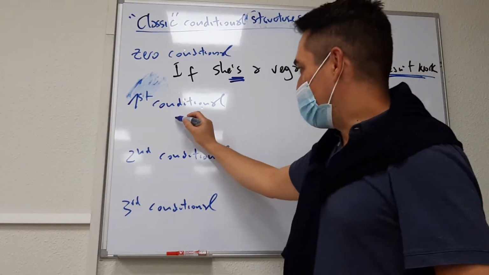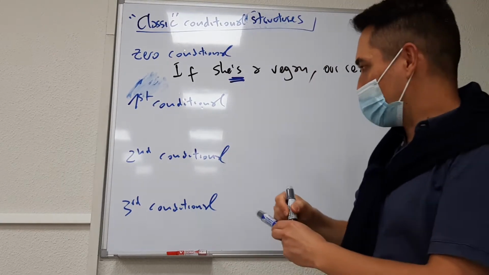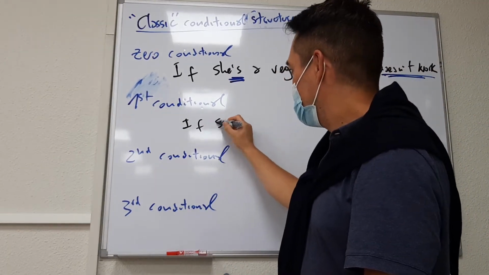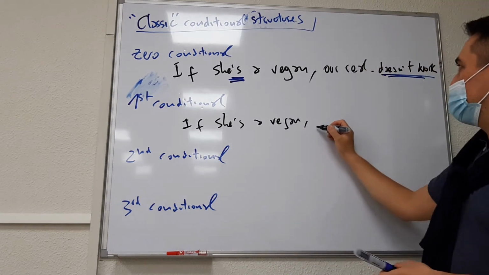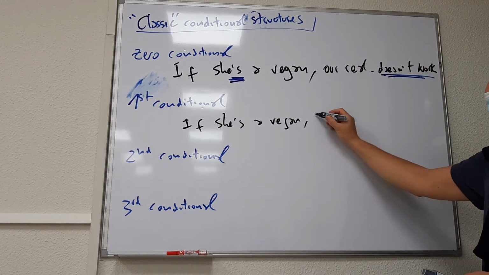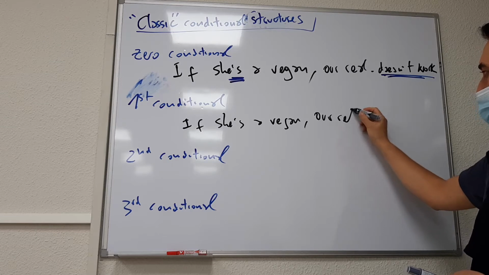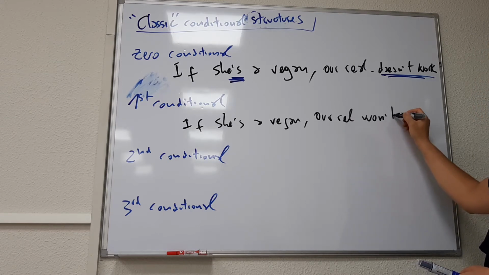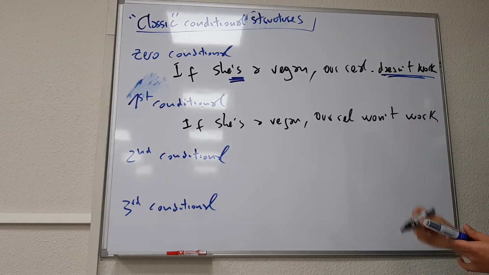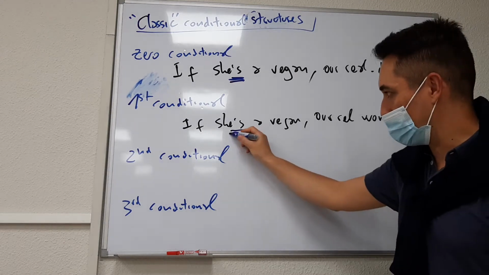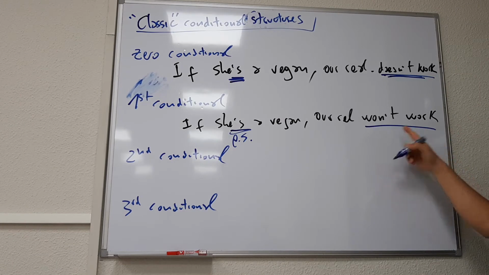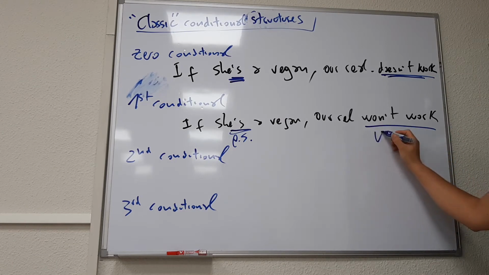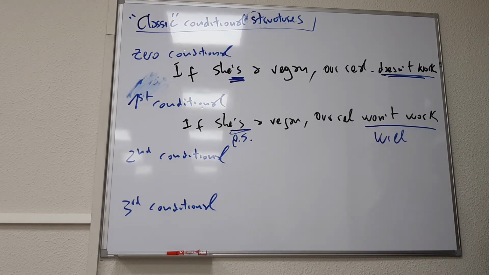First conditional. Can you give it to me? Anybody? If she's a vegan, our relationship won't work. So for the first conditional, we still have present simple here, and then future with will.